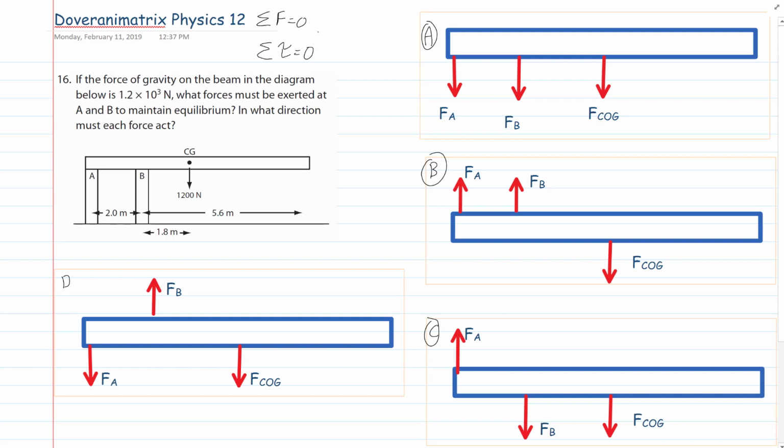So definitely A is not the answer. We cannot have all forces down and make them add to zero. With these three forces down, it will not be translational equilibrium. It could be rotational equilibrium. It might not rotate, but it's definitely not in translational equilibrium. So A is not the option. So you make a guess. If it's not A, is it B, C, or D?